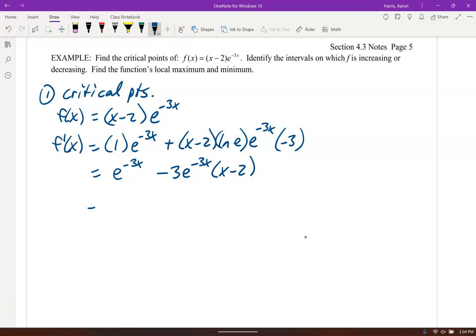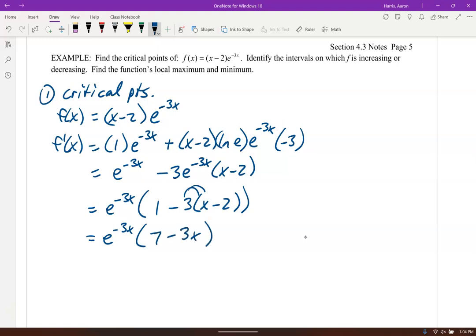So let me take an e to the negative 3x out of both of those. I'd be left with 1 minus 3 times x minus 2. I factored out an e to the negative 3x there. So I got 1 minus 3x plus 6, so 1 plus 6, I got 7 minus 3x. And there's our derivative, f prime of x. Right? So where's this thing undefined? Nowhere. But how about where the derivative is 0?